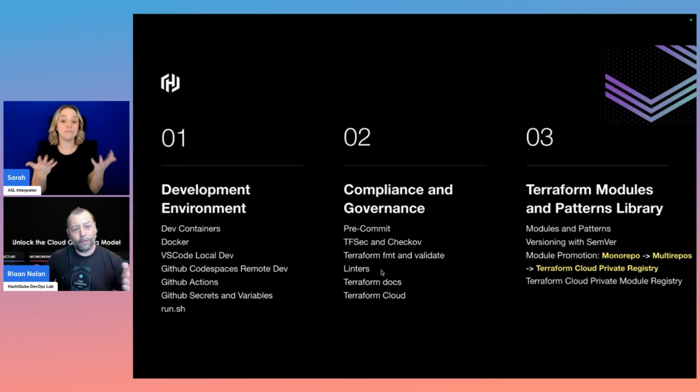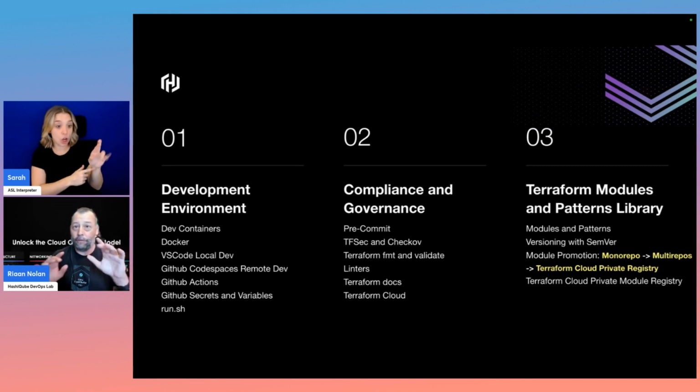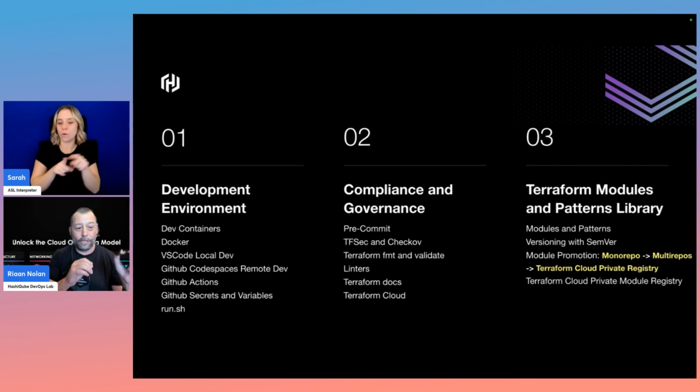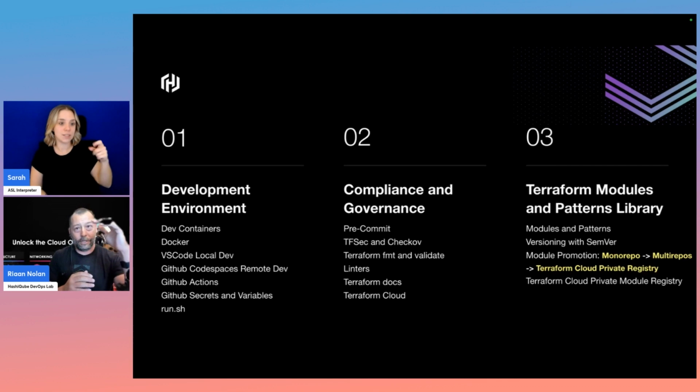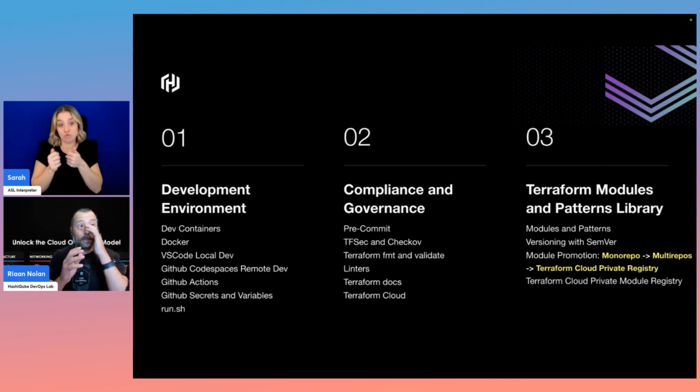So firstly, I'm going to cover the development environment, and I'll touch on topics like dev containers. I'll show you the Dockerfile, and I'll show you how to develop locally using the VSCode IDE with a dev containers extension. Then I'm going to show you how to develop in a browser using a GitHub Codespace environment. And then I'll show you a little bit of a GitHub Actions pipeline that runs these compliance and governance checks, and then finally runs a plan and an apply on Terraform Cloud.